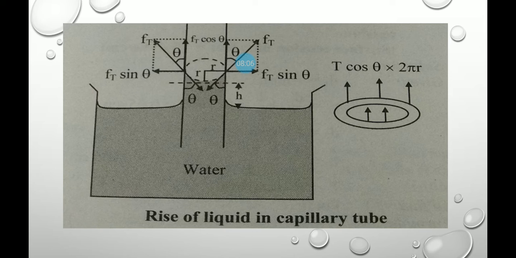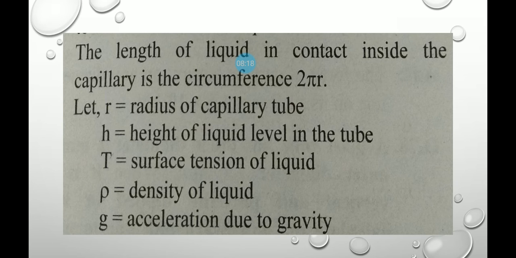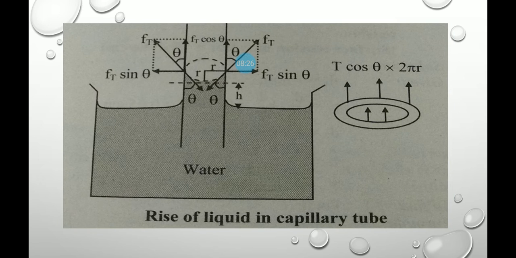Hence, the weight of the liquid column must be equal and opposite to the component of force due to surface tension at the point of contact. The length of liquid in contact inside the capillary is the circumference, twice pi r. Note this properly. The length of liquid in contact inside the capillary is the circumference, twice pi r.